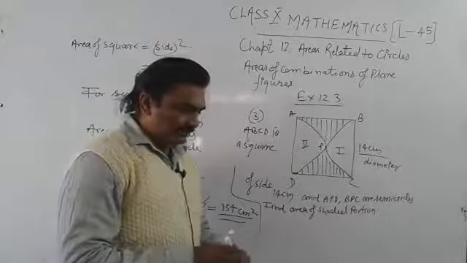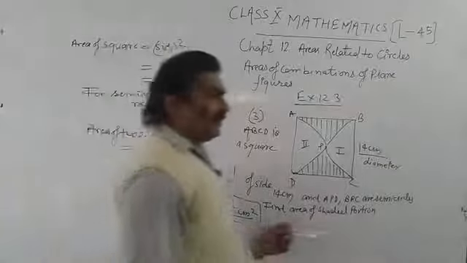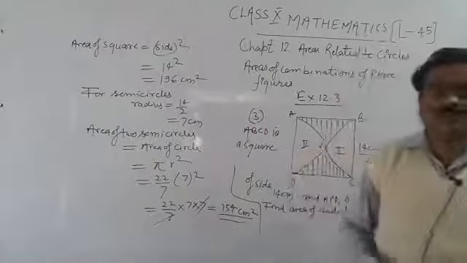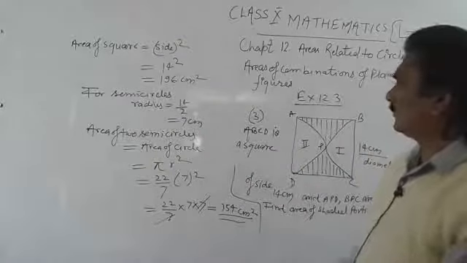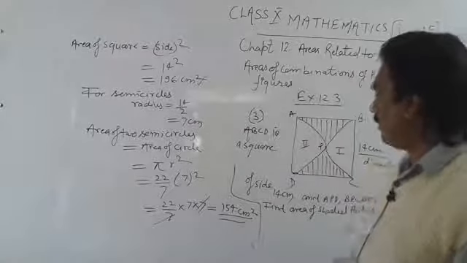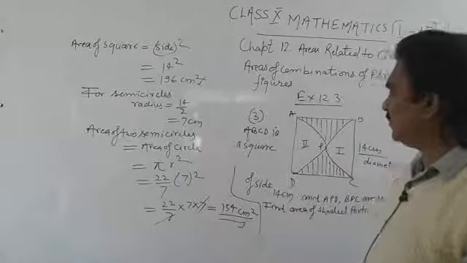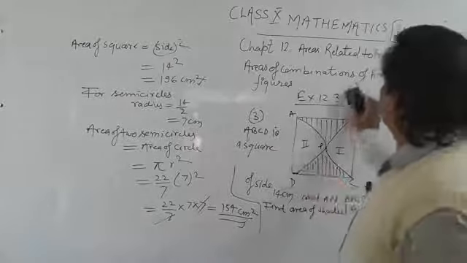So okay students, now finally we will find the area of the shaded portion. Then write this solution. See here, this is the area of square and this is the area of two semicircles. So now we will write.